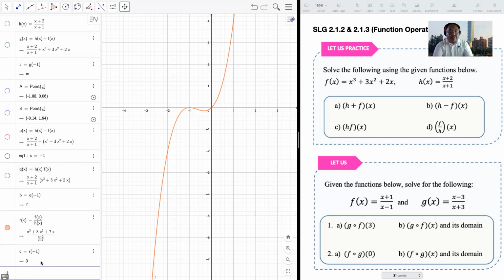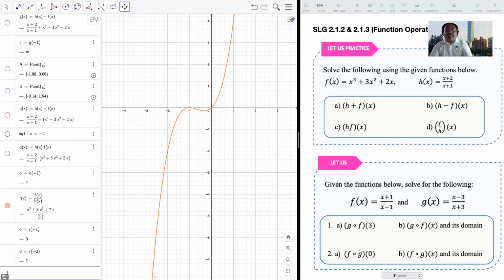Now, let's check the other point at x equals -2. What is r of -2? Again, you will see GeoGebra gives you back a question mark, which means it is encountering some mathematical error, which is correct because when you put x plus 2 here, your denominator will become 0, because -2 plus 2 is 0 over -2 plus 1, which is -1. That gives you 0. So the denominator for the expression f over h becomes 0, and therefore you cannot have a value there.